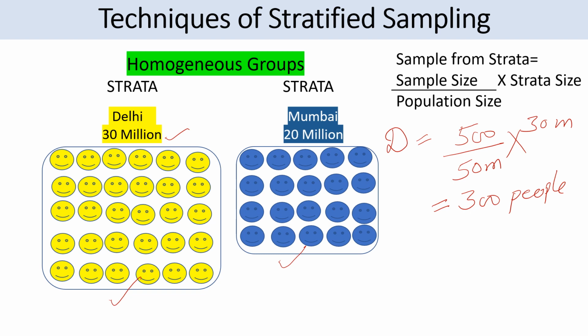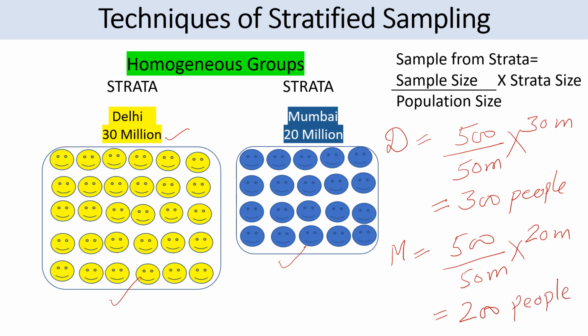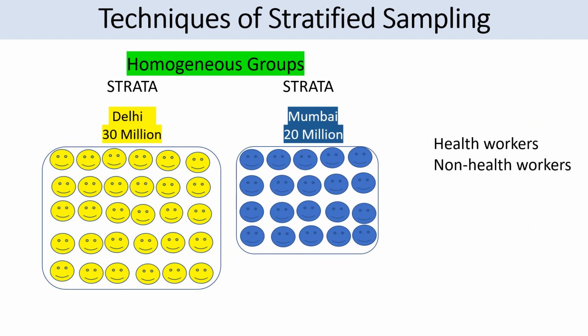Similarly, I'll do the same thing for second strata, which is Mumbai. Again, I'll calculate using this formula. For second strata, sample size is 500 divided by population size 50 million multiplied by strata size, which is 20 million now. After calculation it will come as 200. I need to draw 200 people from this strata, from the population of Mumbai. So total will be 300 people plus 200 people is equal to 500 people, my total sample size. These groups are homogeneous with respect to city they belong.